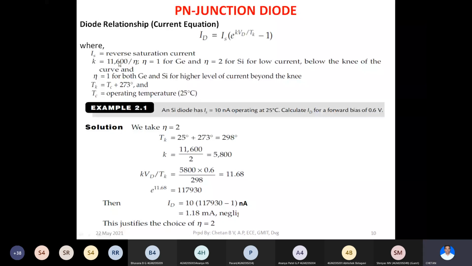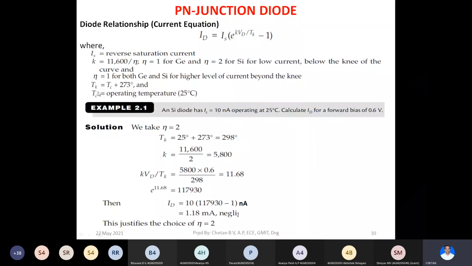So this is the textbook example. A silicon diode has a reverse saturation current IS, which is equal to 10 nanoampere, operating at 25 degrees centigrade. Calculate ID for a forward bias of 0.6 volt. In this problem, they have given the IS value, which is 10 nanoampere. Afterwards they have given 25 degrees centigrade. So this 25 degrees centigrade is Tc.